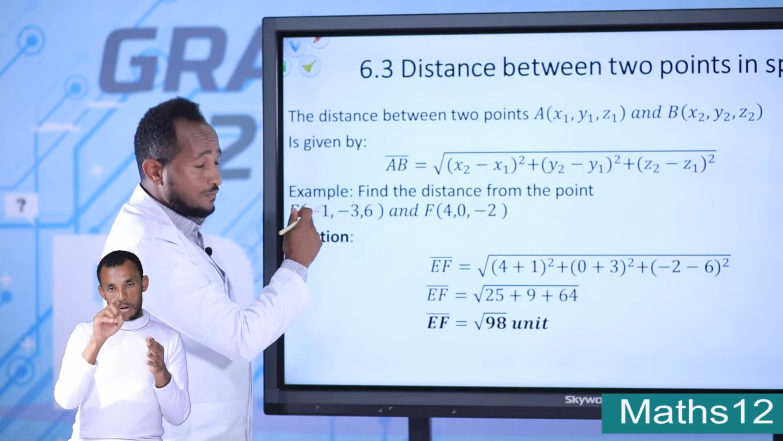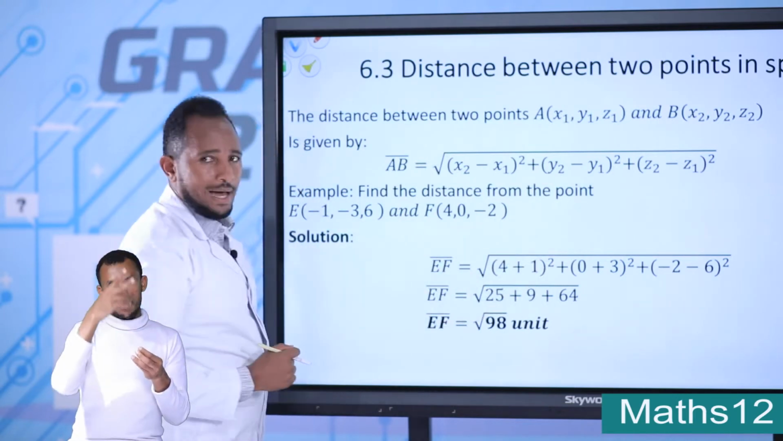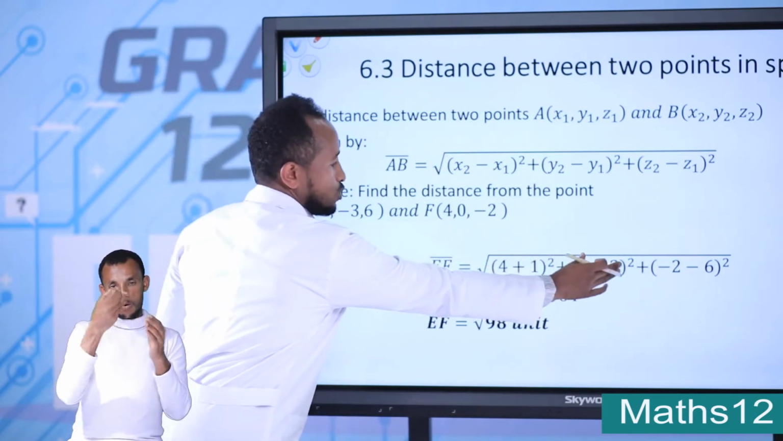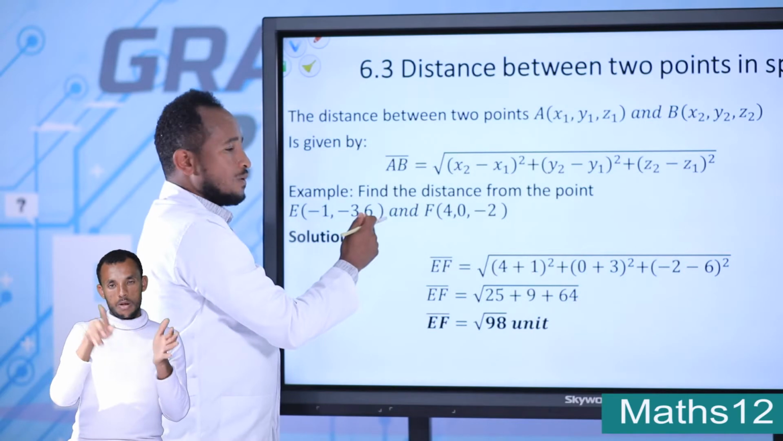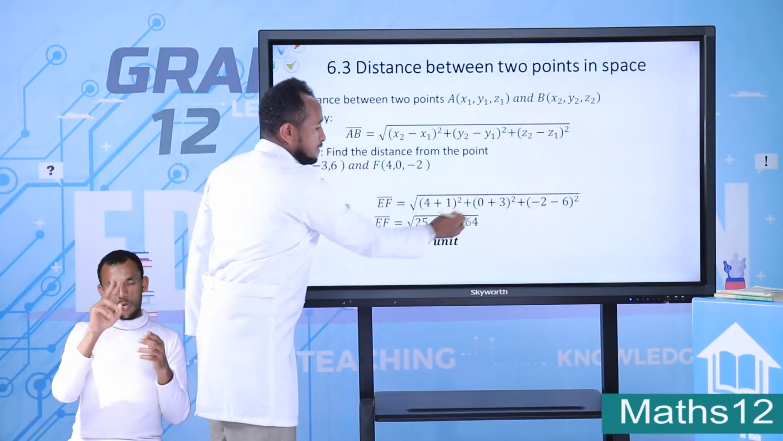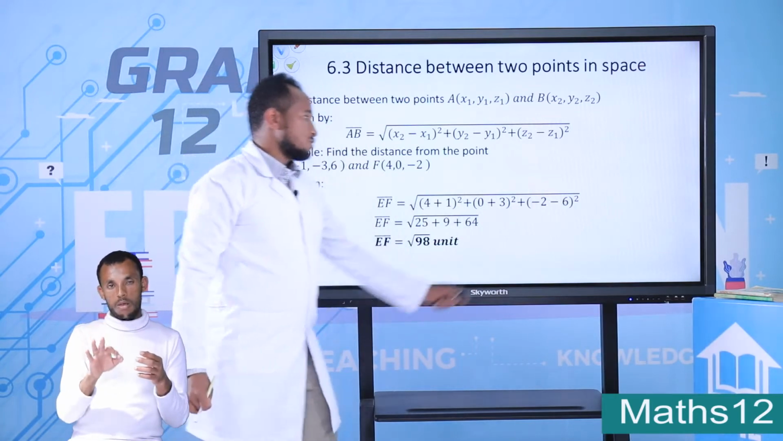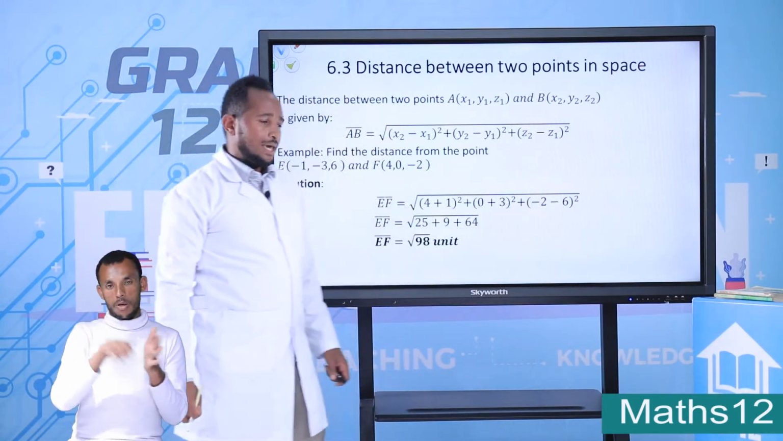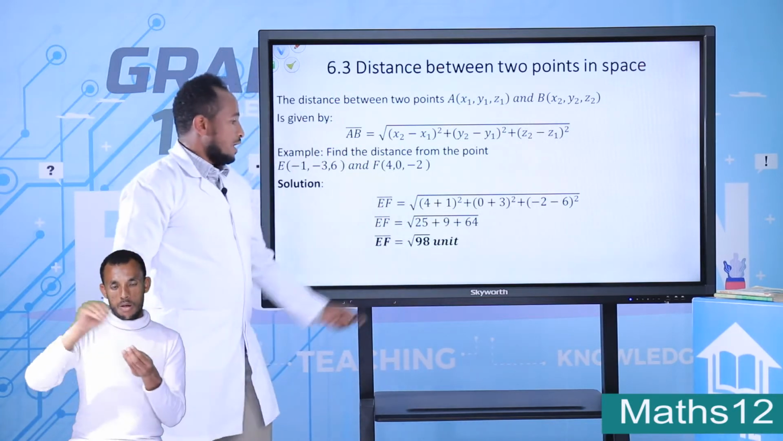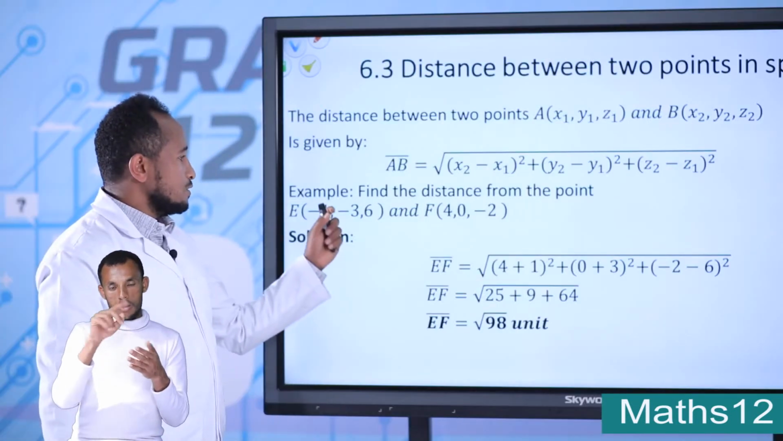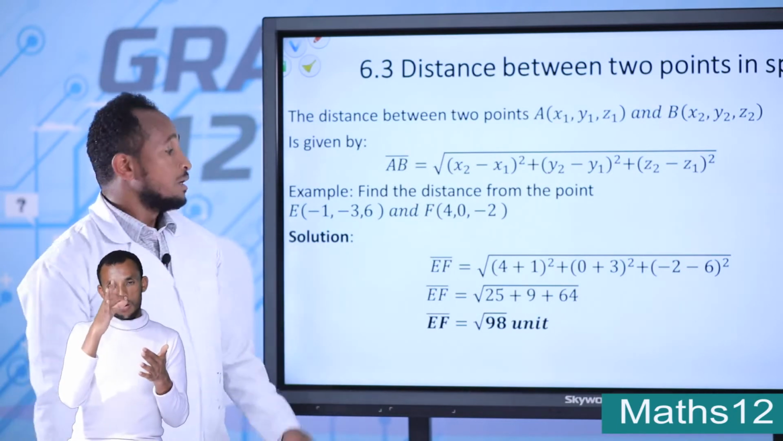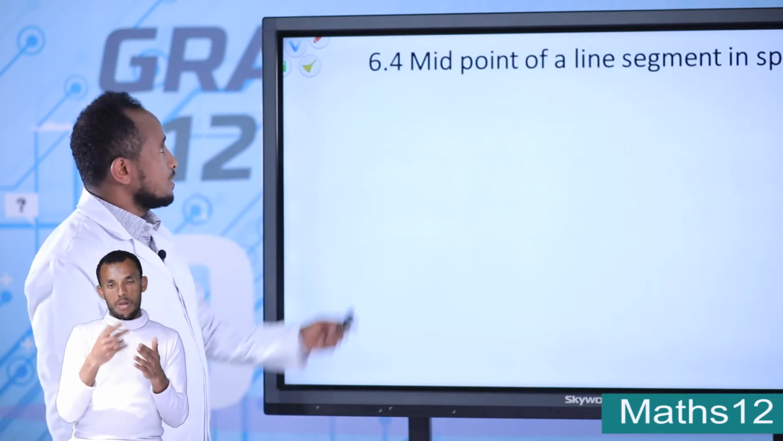It becomes plus 4, plus 1 squared, plus 0 minus 3, that's plus 0 plus 3 squared, plus negative 2 minus 6 squared. So when you square this, 25; the square of this is 9. The square of this one, minus 2 minus 6, is minus 8. Its square is 64. Therefore, when you add these, you will have this. Therefore, the distance between these 2 points is the square root of 98 units. Now, let's continue to the other section.